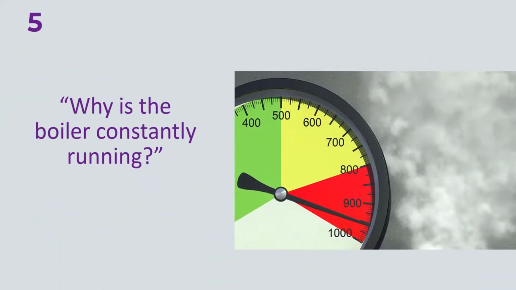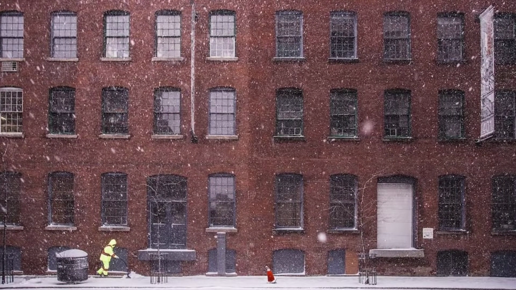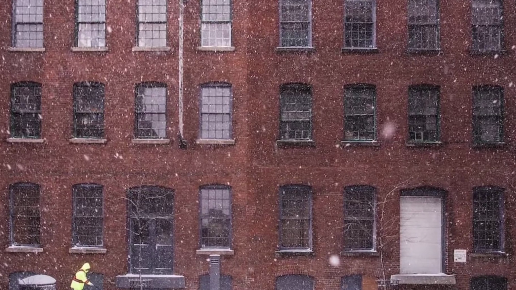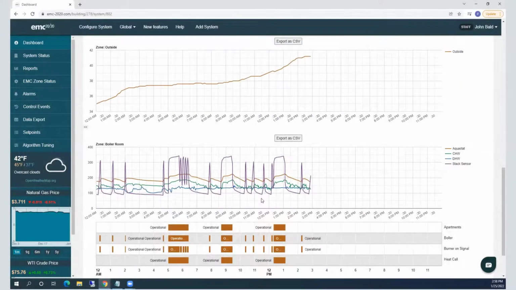Another complaint that we get regularly is the boiler is running constantly. Now, for the most part, if the boiler is running constantly, it's a result of your apartments not getting up to temperature. This can be because enough tenants have open windows and they recently opened them, and that would throw off your algorithm. So what you would want to do in that case is change your set points again.